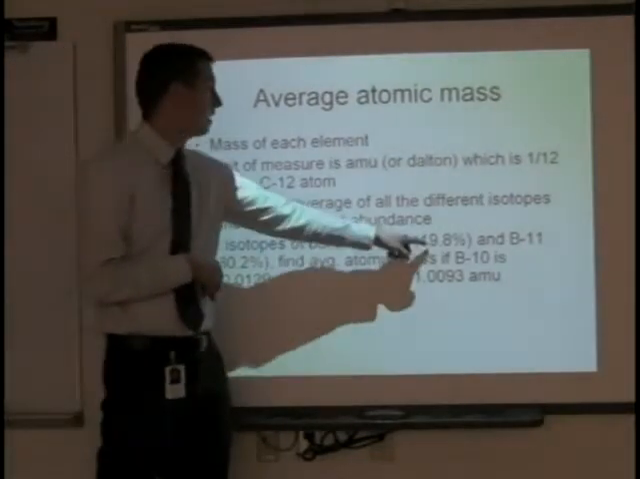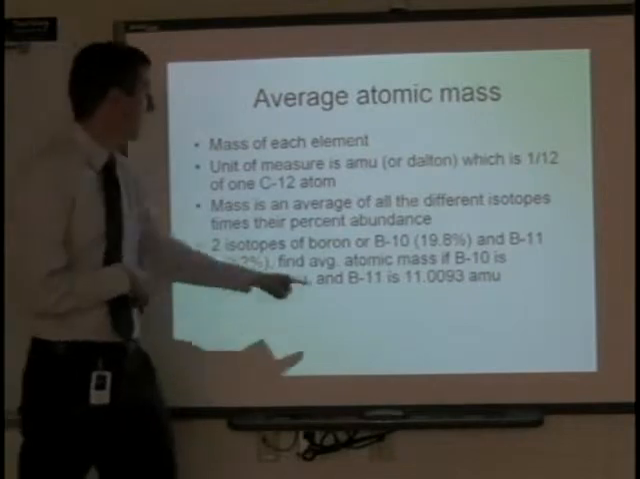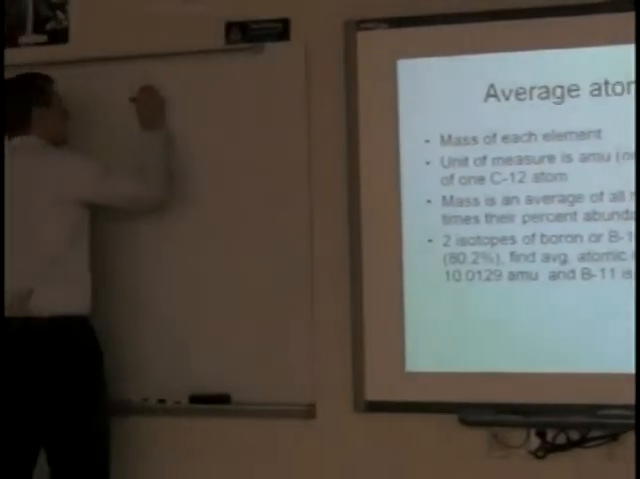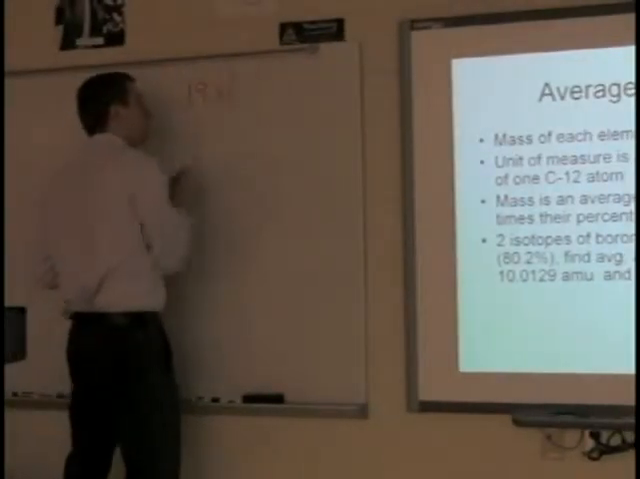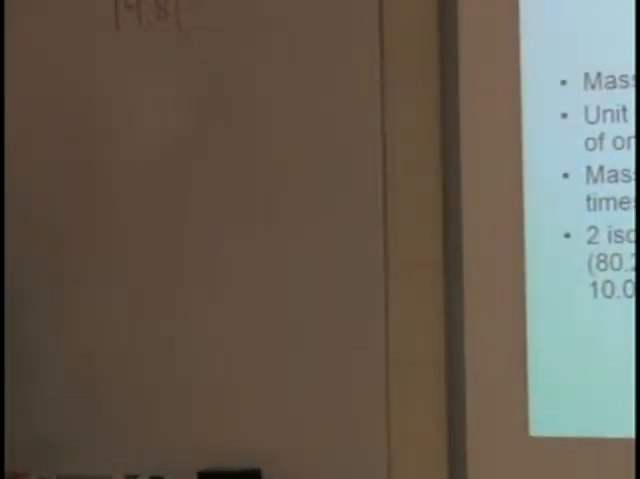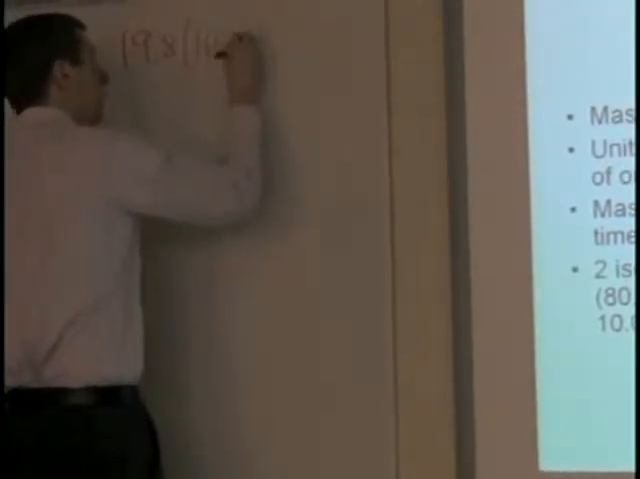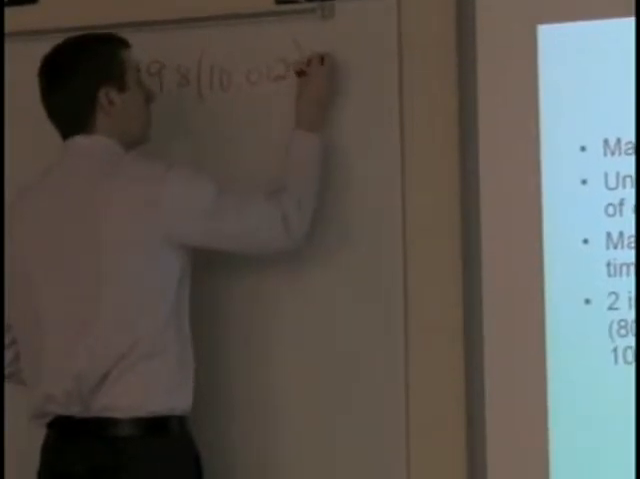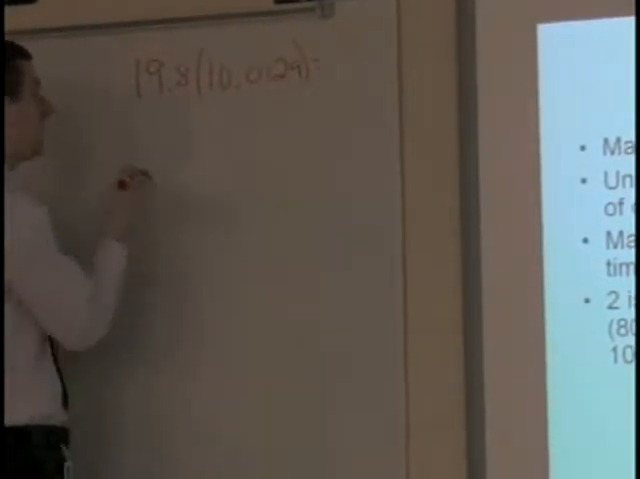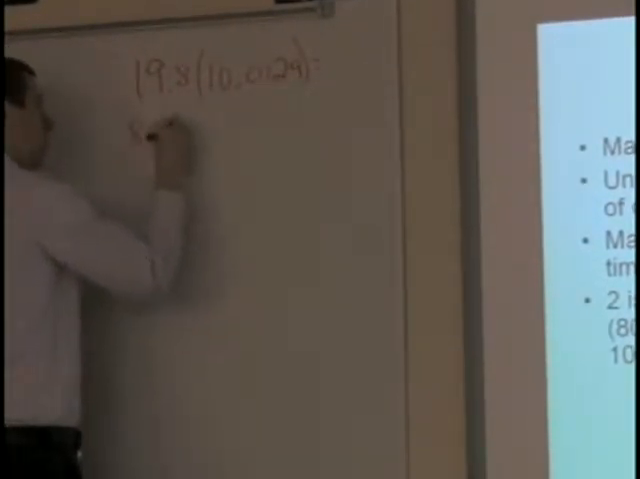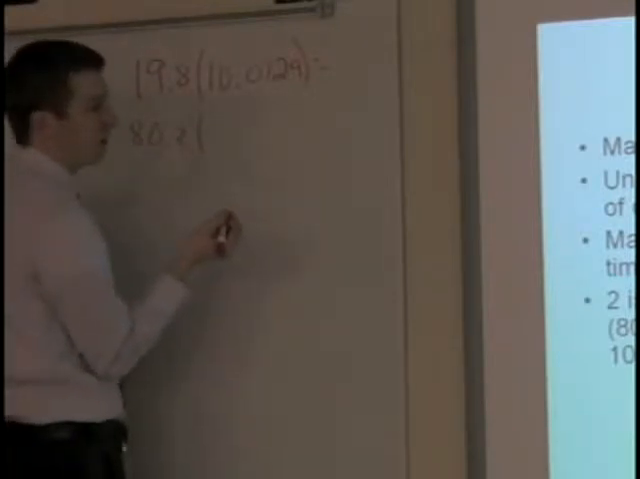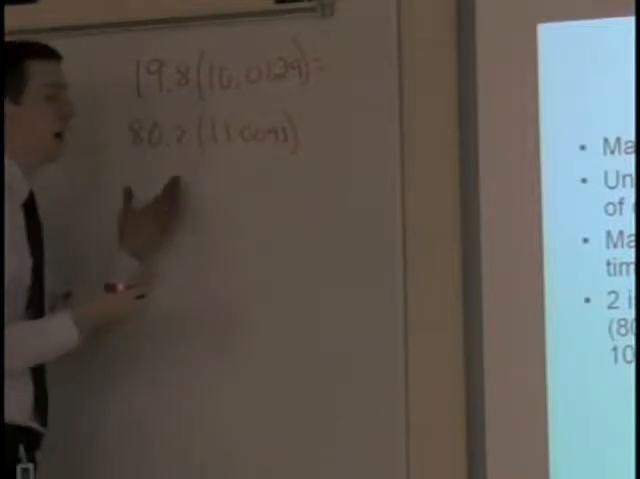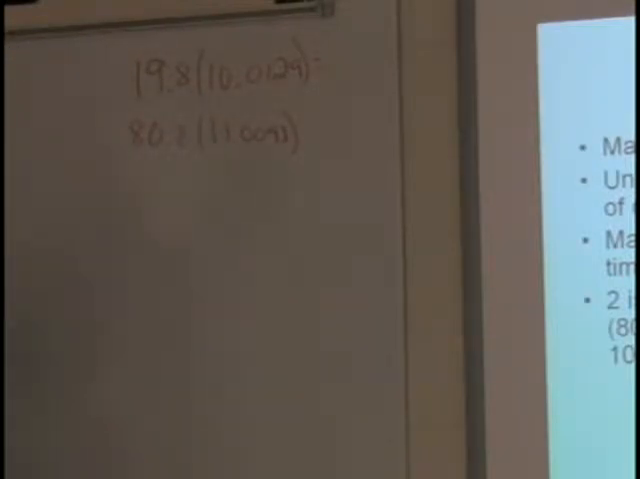Calculation-wise, it's the same thing though. We're going to take the percent times the mass, the percent times the mass. So my first step is going to be taking 19.8, which is the percent, and multiplying it by the mass, 10.0129. Then I'm going to take the percent of 80.2, and multiply it by its mass, 11.0093.